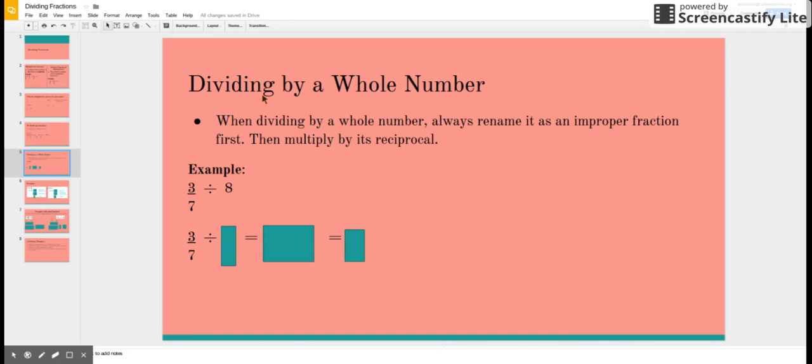Dividing by a whole number is basically the same thing. The only thing is you need to rename it as an improper fraction first, then multiply it by its reciprocal. In order to change a whole number into an improper fraction, you always want to put it over 1. So this 8 right here, in 3/7 divided by 8, is going to get put over 1. So my problem is 3/7 divided by 8/1. And then I'm just going to multiply by the reciprocal. So it'll be 3/7 times 1/8. If I go across, 3 times 1 is 3. 7 times 8 is 56.